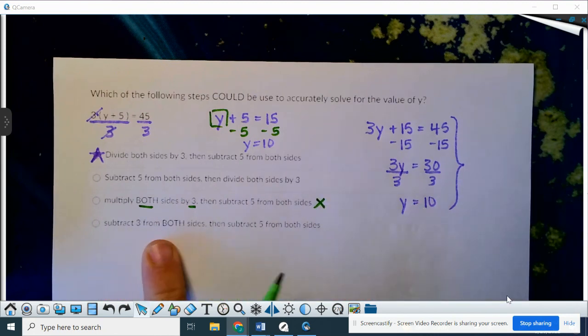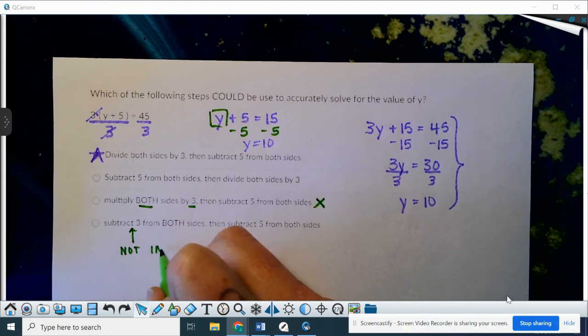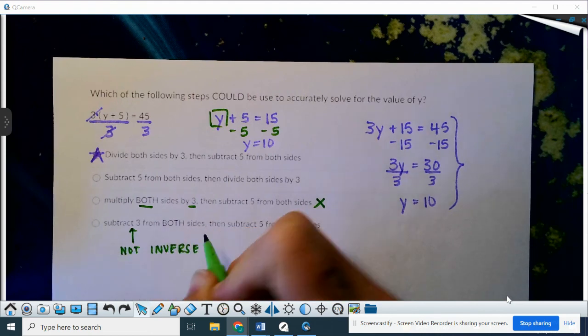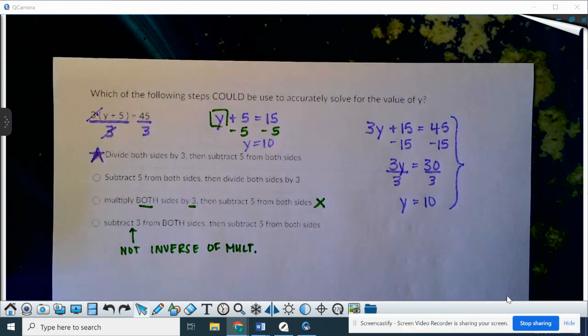Subtract 3 from both sides. We don't want to subtract because that is not the inverse of multiplication. You definitely want to divide. So not the inverse of multiplication. So by subtracting 3, you wouldn't actually be getting rid of anything over there where the y variable is.